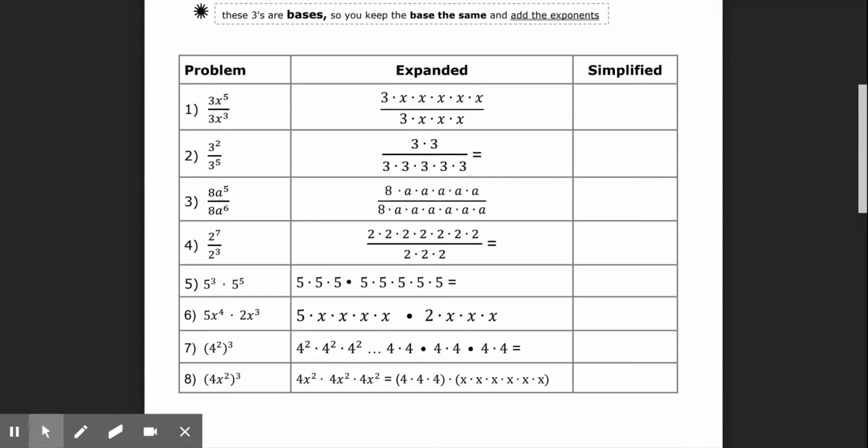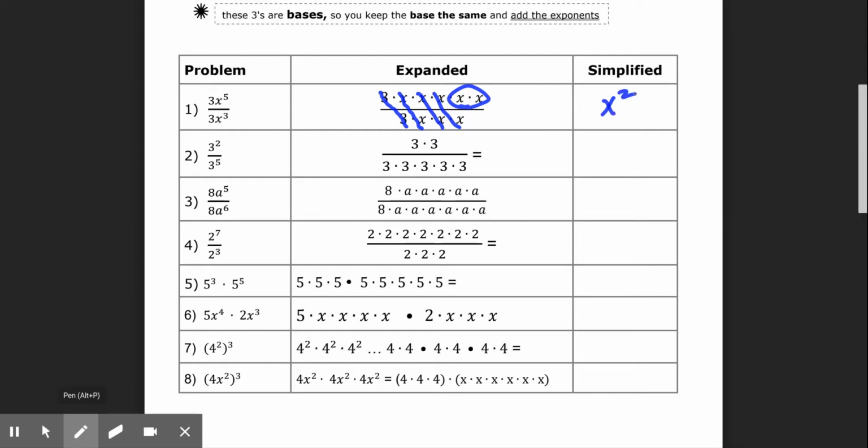So let's take a look at working some of these problems out here as an example. So we have 3x to the fifth divided by 3x to the fifth, and I've already written it out in expanded form. So the 3's can cancel out here. We have a pair of x's, another pair, and another pair. So we are left with 2 x's in the numerator. So the simplified version would just be x squared.